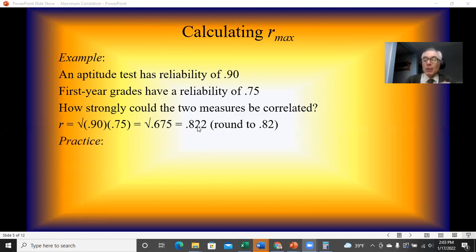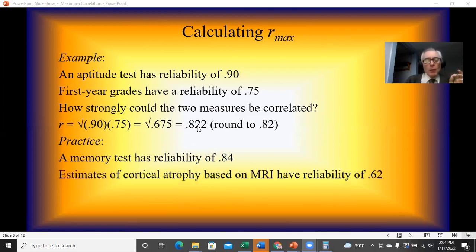Now, one more, and this one we will walk through, but I'll have you jot down the numbers and see if they make sense to you even before I say any answers. We have a memory test with reliability of 0.84, a pretty good clinical memory test. The estimates of cortical atrophy based on the MRI, based on some neurologist or psychiatrist looking at the MRI scan, has reliability of 0.62.